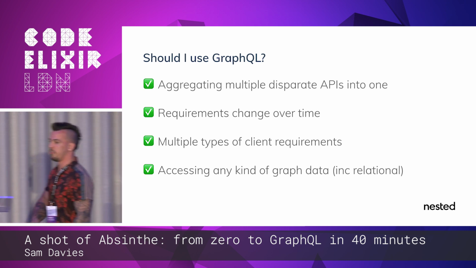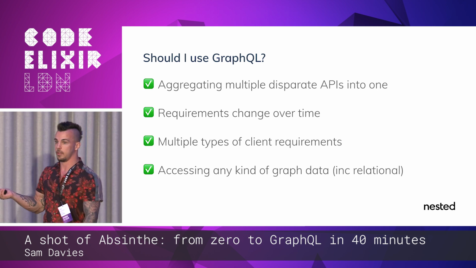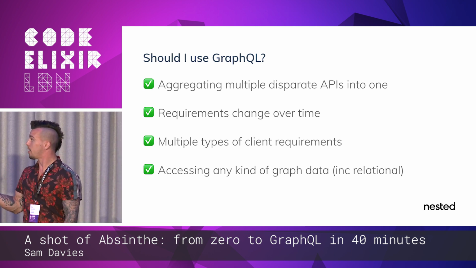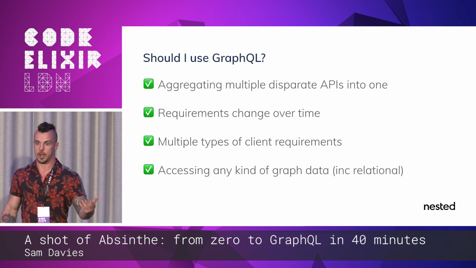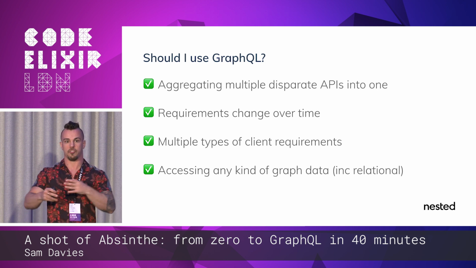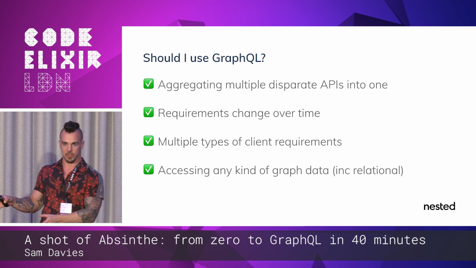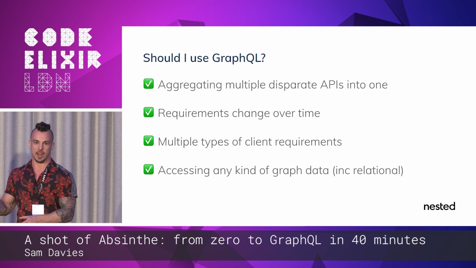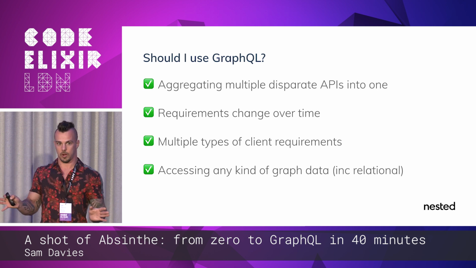So in answer to the original question, should I use GraphQL? These are some use cases that I think you should probably consider it. If you're aggregating multiple disparate APIs into one. A prime example that a friend of mine recently did was a banking application. They had a whole bunch of different legacy systems. And you're not realistically going to be able to rewrite this legacy mainframe that's been running for 30 years and is written in Fortran and has some terrible API that nobody is using anymore. Realistically, you can't rewrite that.